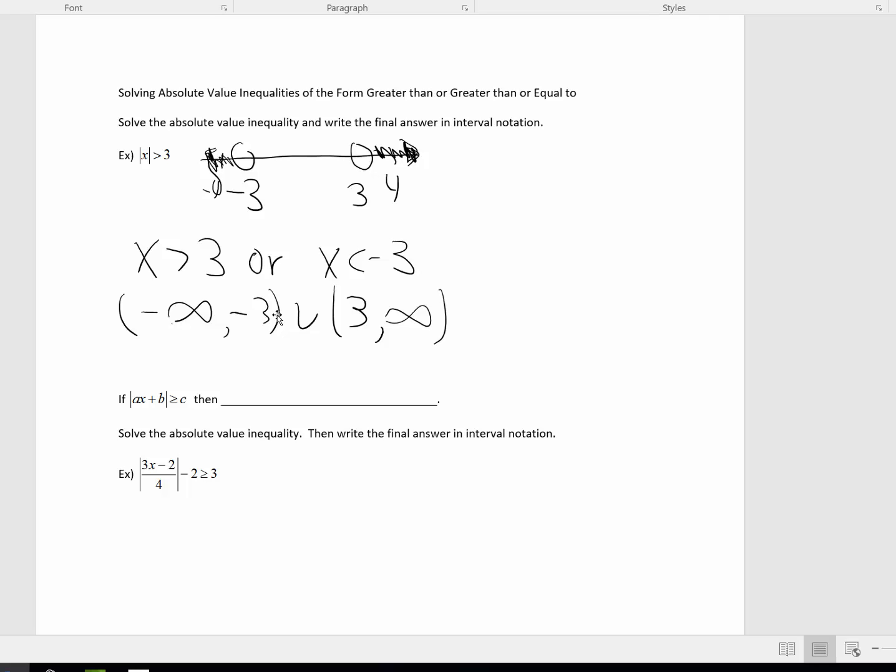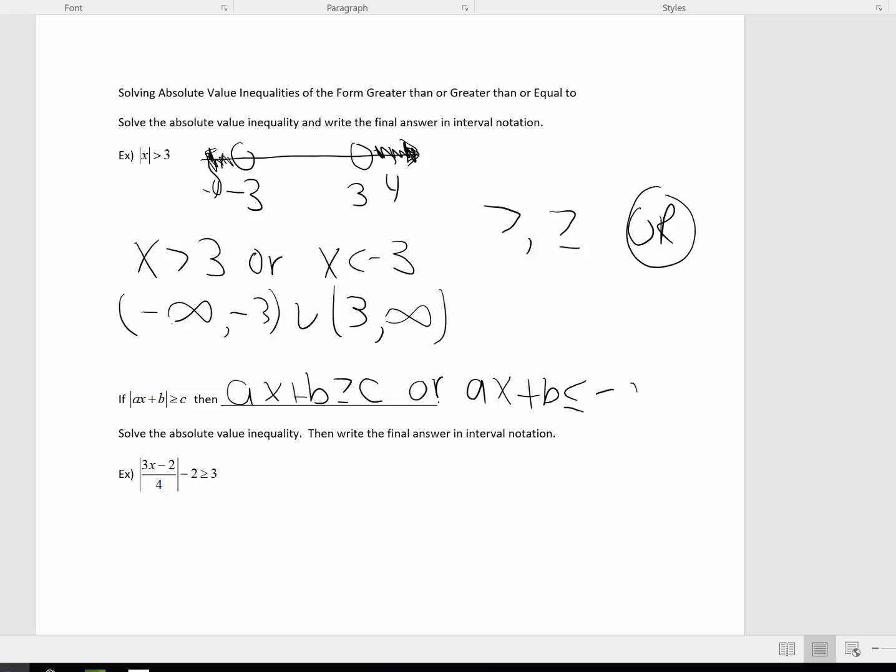So when the absolute value bars are by themselves, and I have either greater than or equal to, that is an or statement, or a union. So let's write this out in general. If the absolute value of ax plus b is greater than or equal to c, then ax plus b is greater than or equal to c, or ax plus b is less than or equal to negative c.